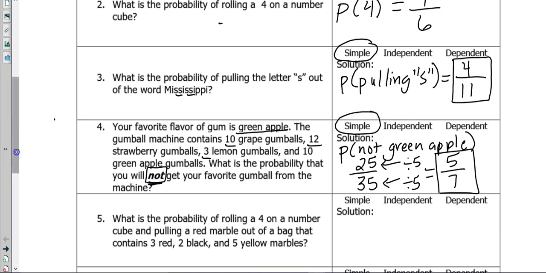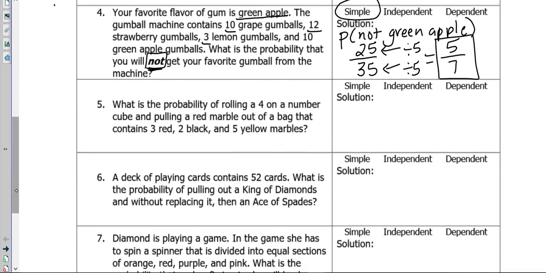All right, moving on to number 5. What is the probability of rolling a 4 on a number cube and, so we've got an and here, pulling a red marble out of a bag that contains 3 red, 2 black, and 5 yellow marbles? So as you can see here, we have 2 events. So we've got rolling a 4 on a number cube and pulling a red marble. So we're looking for the probability of getting a 4 and then pulling a red marble.